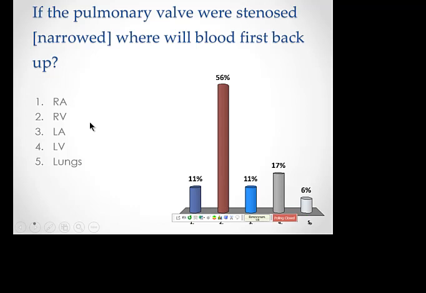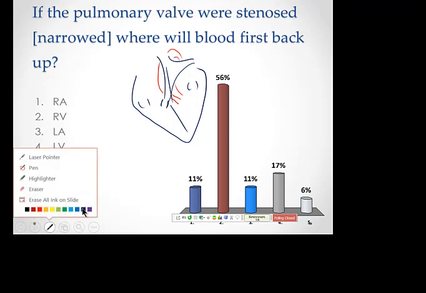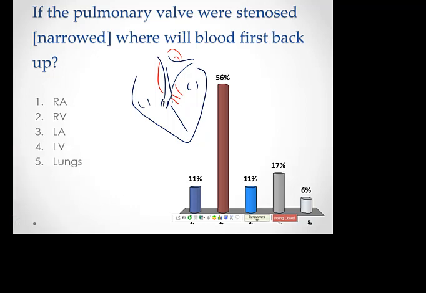Right ventricle, yes, very good. Right ventricle, again, really important. So I'm going to, just so that everybody understands, these are the atrioventricular openings. This is the pulmonary opening going into the pulmonary artery. And here is the aortic opening going into the aorta. So I said this was narrowed. I said this was narrow.